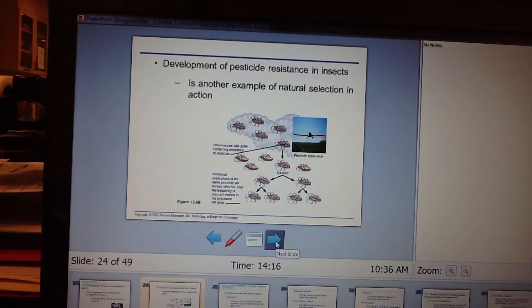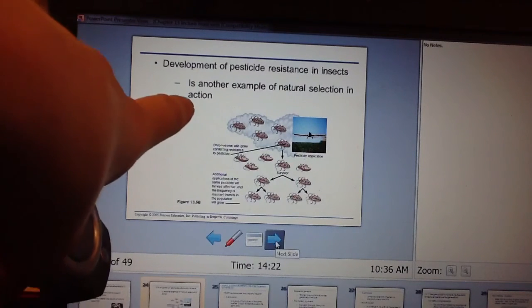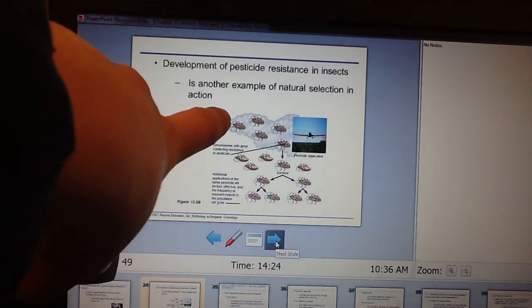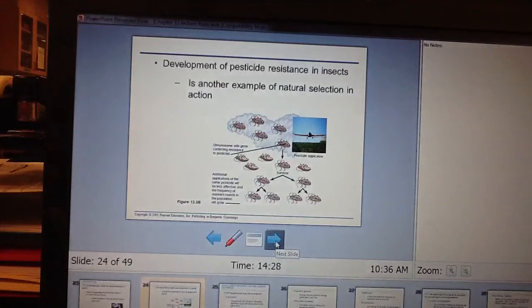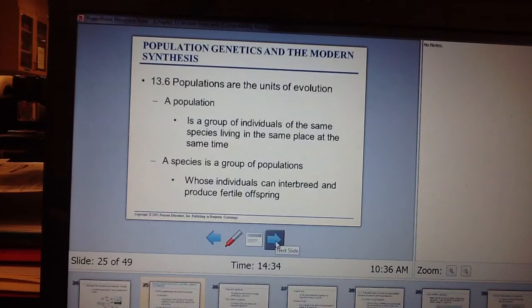Another example is pesticide resistance. Again, this happens quite often. We have our organisms, and we spray them with pesticide. Maybe one of them has a mutation and survives. That one reproduces and produces a whole population. We go to spray with pesticides again, and guess what? They're now resistant. Now, the reason why this matters is because we're looking at populations.